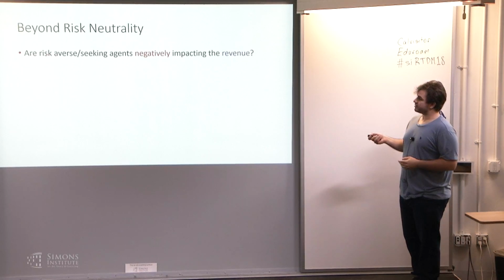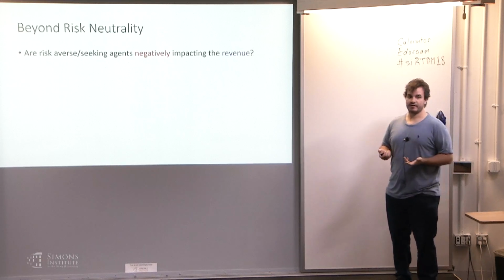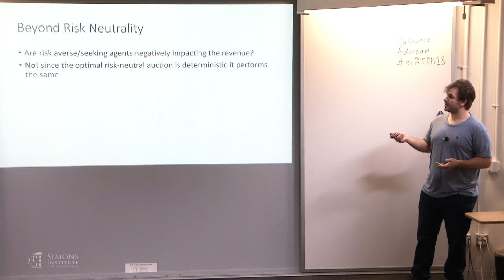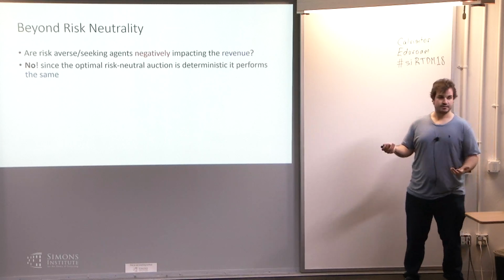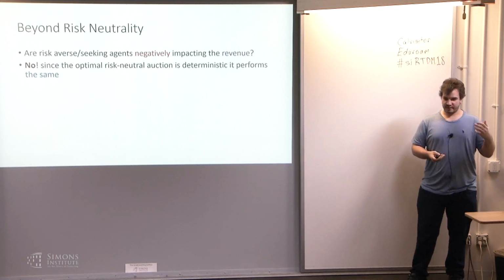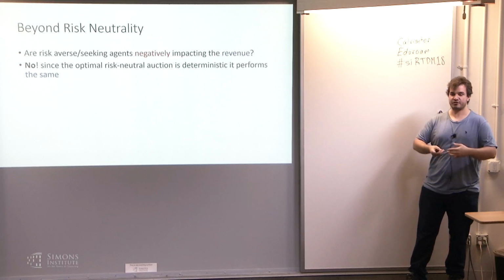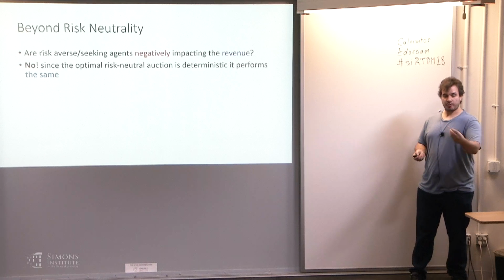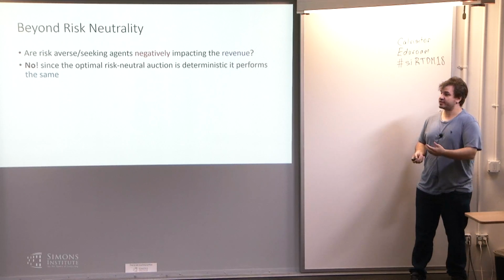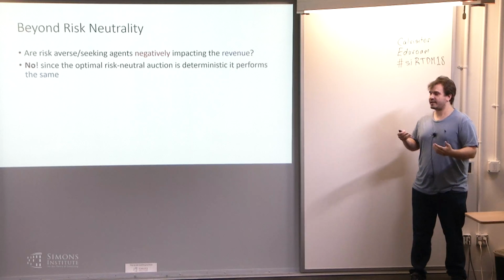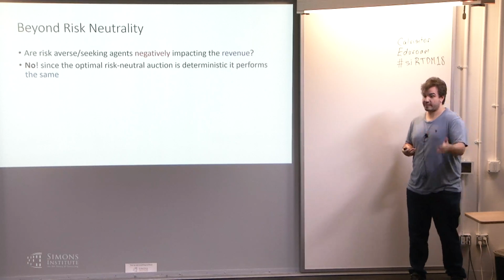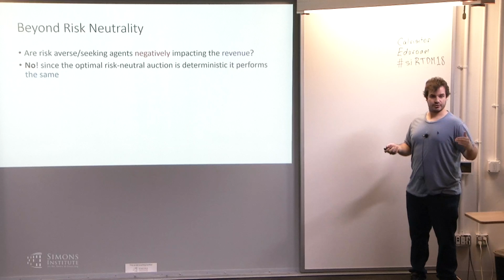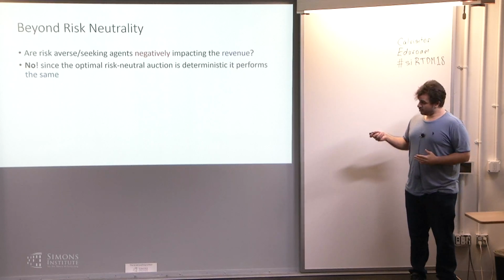So are risk-averse or seeking agents negatively impacting the revenue in this case? Well, if you think about it, should that be the case? No. The optimal risk-neutral auction is deterministic, right? So since the optimal was deterministic, if you suddenly switch to risk-averse or risk-seeking agents, whatever was giving you the optimal revenue for the risk-neutral case is still giving you the same revenue. Risk behavioral agents do not change their decisions on deterministic auctions. So you're as good as before using the optimal Myersonian auction, but you're losing potential, right?